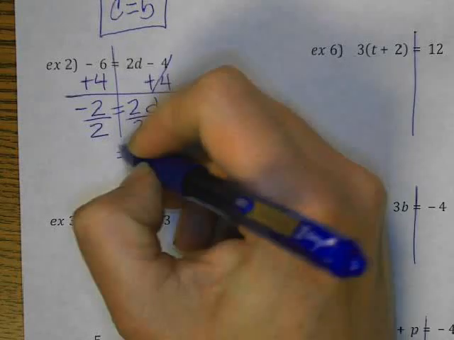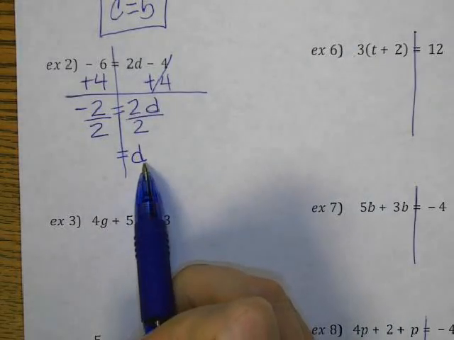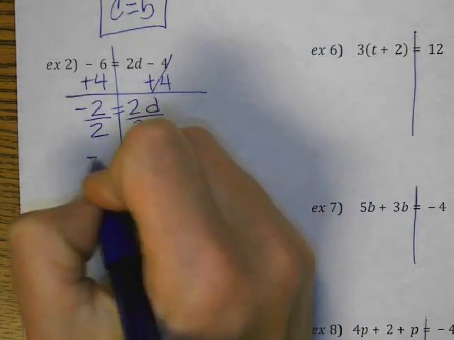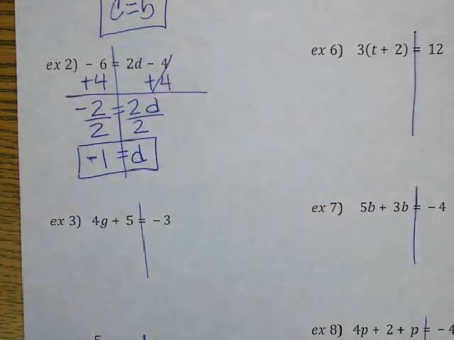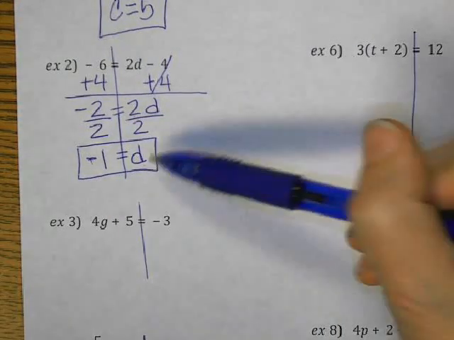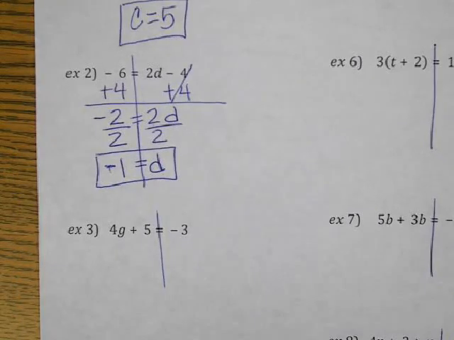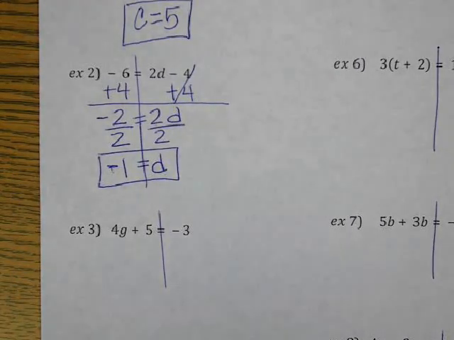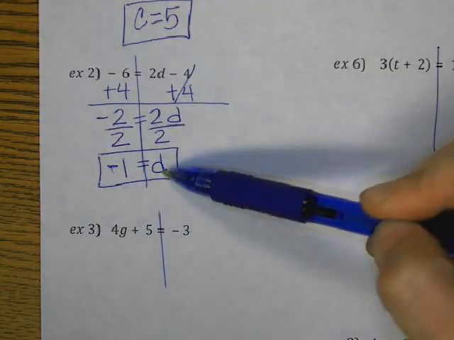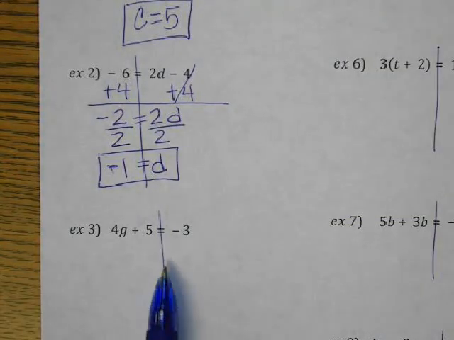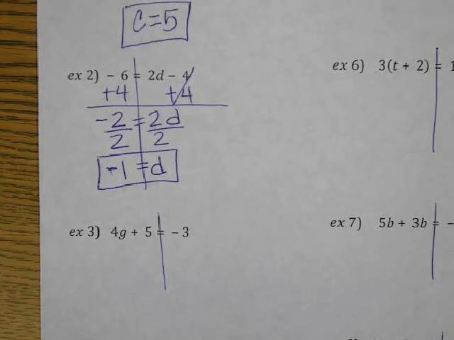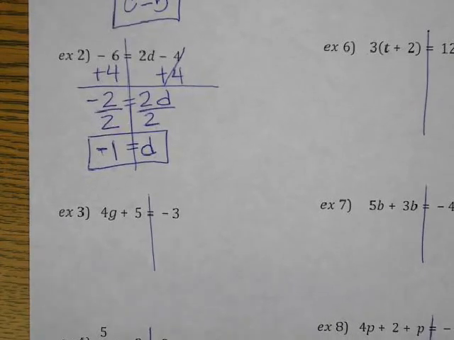So d equals, and notice my d is on this side. That's okay. Negative 1. It doesn't matter what side your d is. Try not to reverse it and put the d over here because that just gets really confusing when you have more complicated expressions and equations. Okay, so just leave your d on this side. Alright, example 3. I'm going to go ahead and let you work example 3 on your own and see if you get that one correct.